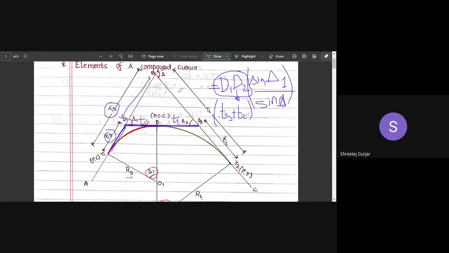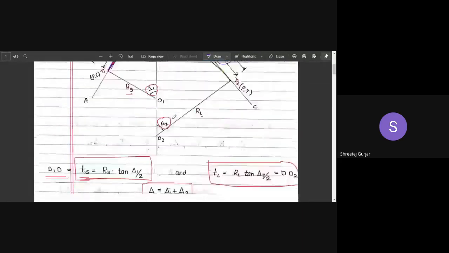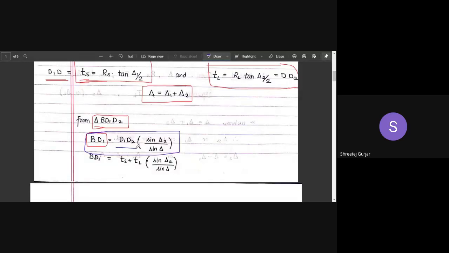Total tangent length. Similarly, we know this particular thing TL, and if you add this particular length, you will get the total length TL. Okay, so that is what we have done over here. You can see D1 D2, I have substituted TS plus TL, correct? TS plus TL is D1 D2 into sine delta 2 by sine delta.